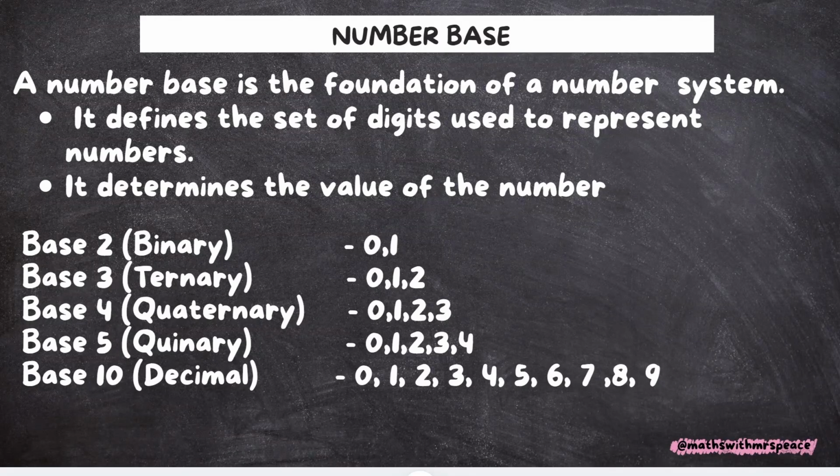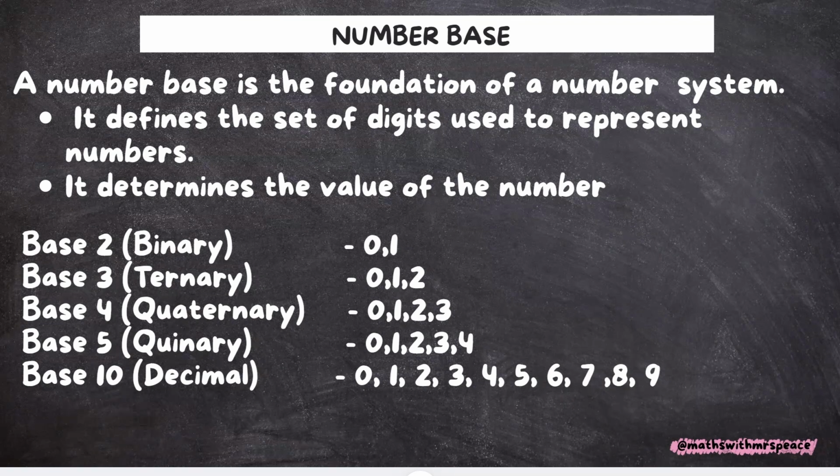Now, for numbers in base 10, which are regular, everyday counting numbers that we use for basic arithmetic and all of that, you can see that the set of digits used to represent numbers ranges from 0 to 9. So if you think about all our counting numbers, they are made up of combinations of digits from 0 to 9. So you've got 10 digits there. Of course, the highest digit there will be 9, which is one less than 10. So this explains how the number base defines the set of digits used to represent numbers for our different bases.